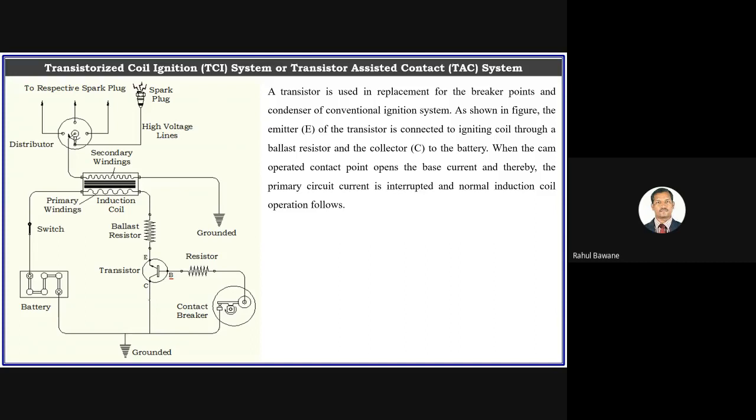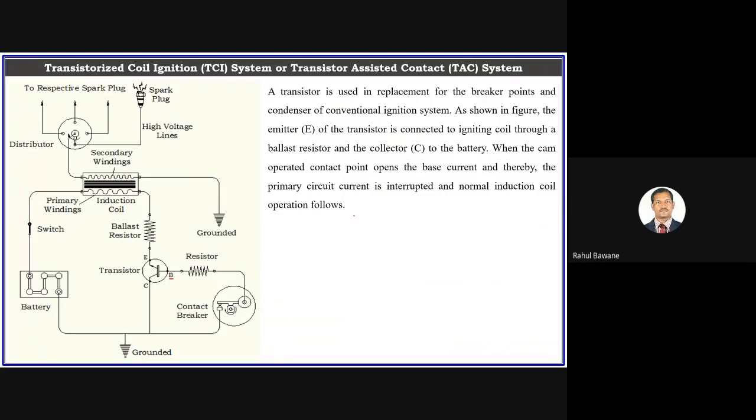Now the change is in the transistor. We are adopting the transistor. The transistor is used as a replacement of the breaker point. Even though there is a breaker point, it is not your primary circuit breaker point. It is connected with the base, in place of the breaker point and condenser of the conventional ignition system. As shown in the figure, the emitter is connected to the induction coil primary circuit, and the collector is connected to the battery. When the cam operates, the contact point opens, the base current and thereby the primary circuit current is interrupted, and normal induction coil operation follows.